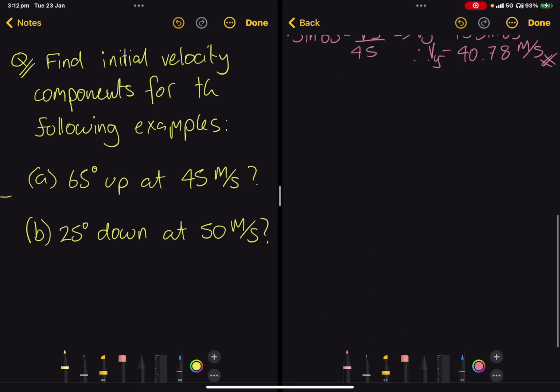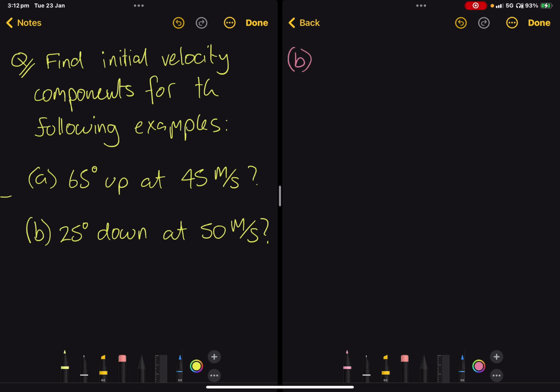Now, for part B, we have a slightly different example. We're told 25 degrees down at 50 meters a second. So now we need to draw a slightly different diagram. We need to draw a diagram that looks like this. Starting here, 25 degrees down. So that means the angle is 25 here. Remember, this is still positive x, this is still positive y. That means down this way is negative y.